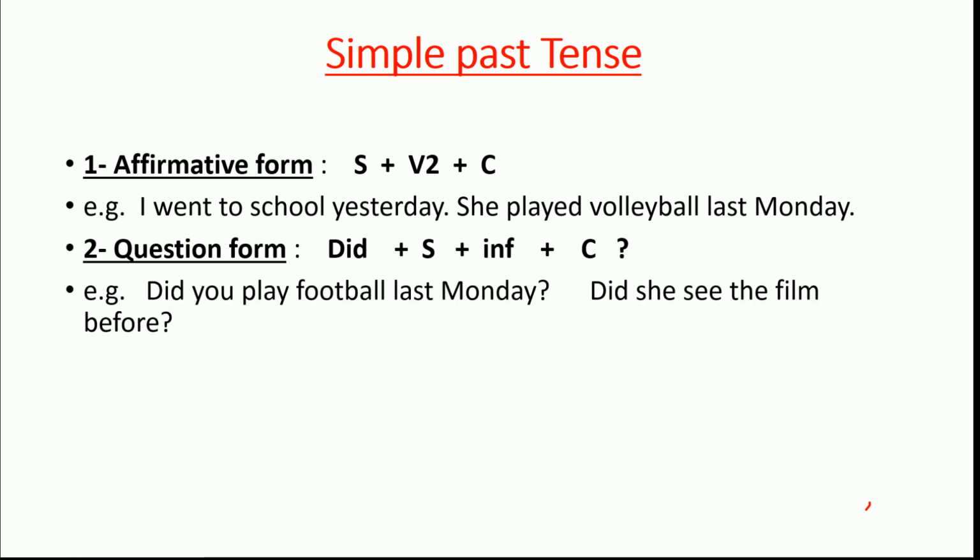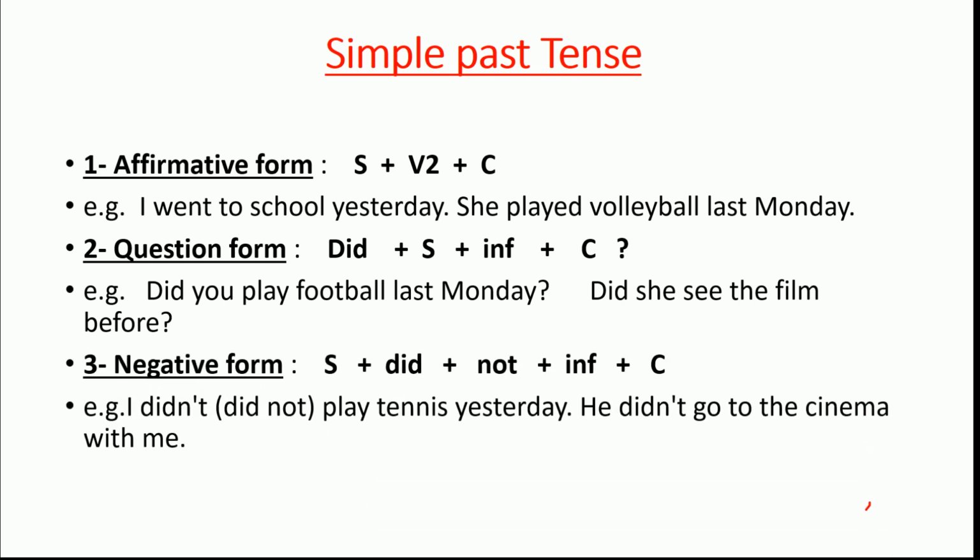Next, question form. We use did, subject, infinitive, and the complement. Of course, when we use did, does, or do, the verb changes into the infinitive. Did you play, not did you played. Did you play football last Monday? Did she see the film before? And did is used with all pronouns.